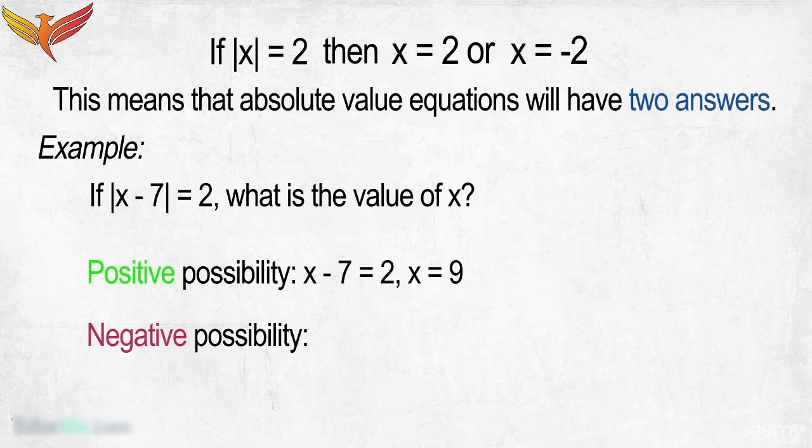Now let's look at the negative possibility. x minus 7 equals negative 2. Again, we add 7 to each side and this time we get x equals 5.